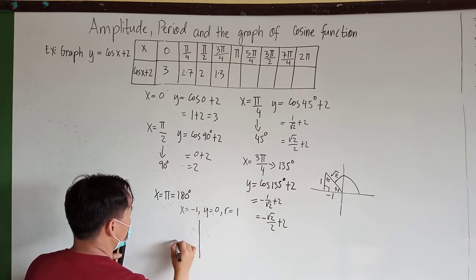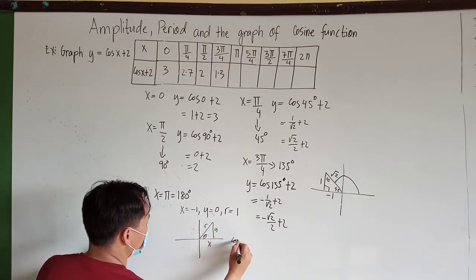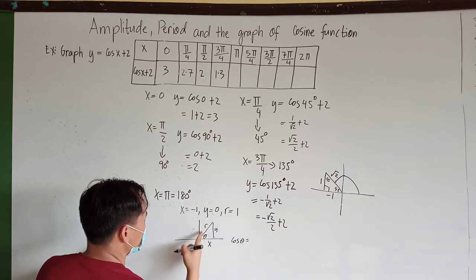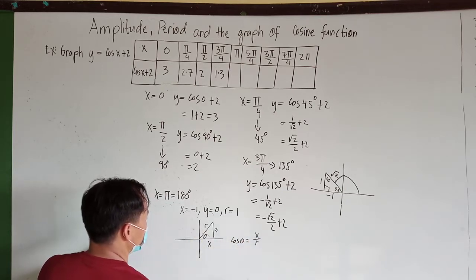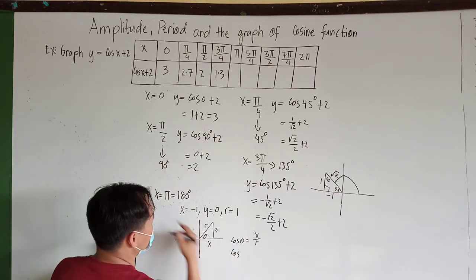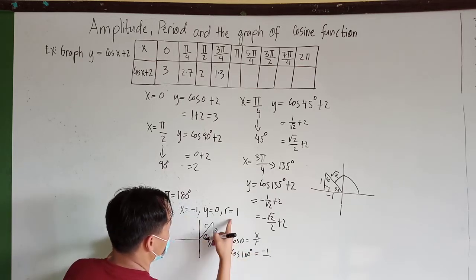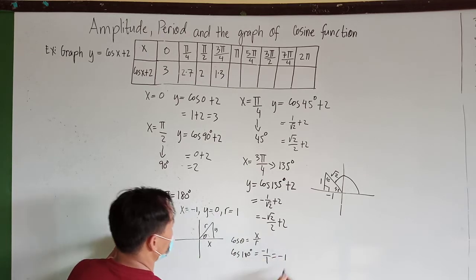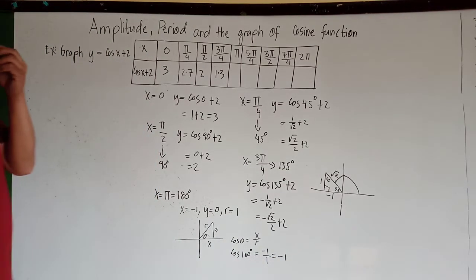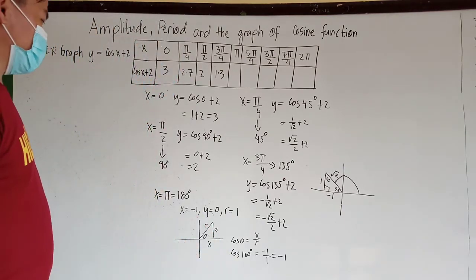Then using the property for the trigonometric functions involving theta, this one is y, this one is r, and this one is x. Cos theta is actually equal to adjacent over hypotenuse, which is x over r. So we have cos of 180 degrees is equal to x, negative 1 over r, which is positive 1, so the answer is negative 1. Okay, so for π, we have 180. Cos of 180 actually is negative 1.